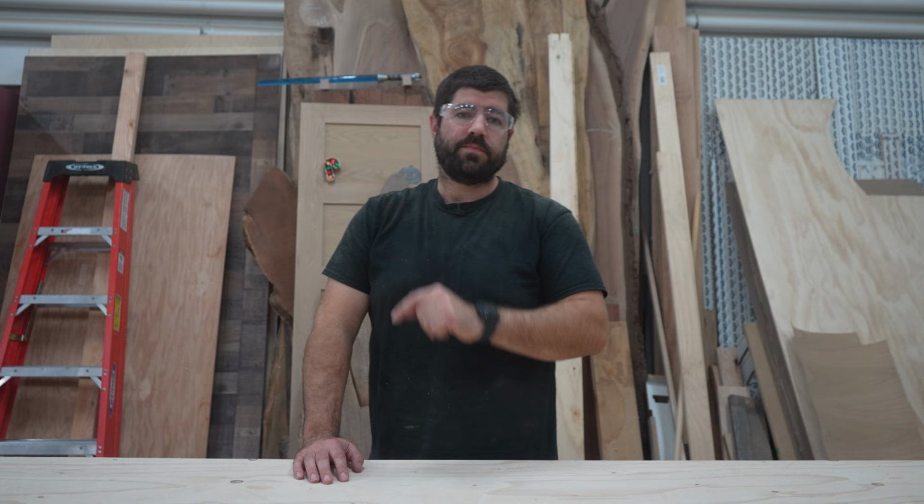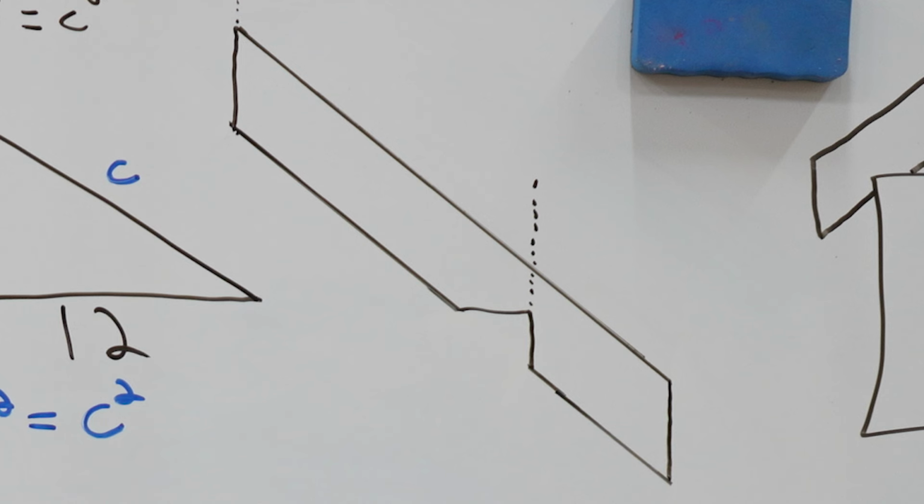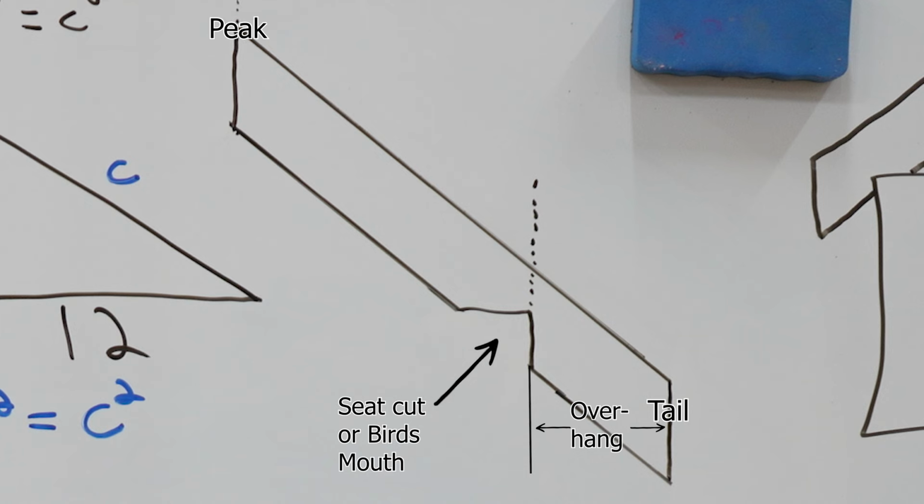Today's topic is how to lay out and cut common rafters. Let's get to it. I've made a small model here, and I'll go over the parts of the roof. These are the common rafters. This is the ridge board. This is a hip rafter, which we won't be covering in this video, as well as the hip jack rafters. Looking at the rafter itself, we have the peak, the tail, the overhang, and the seat cut.